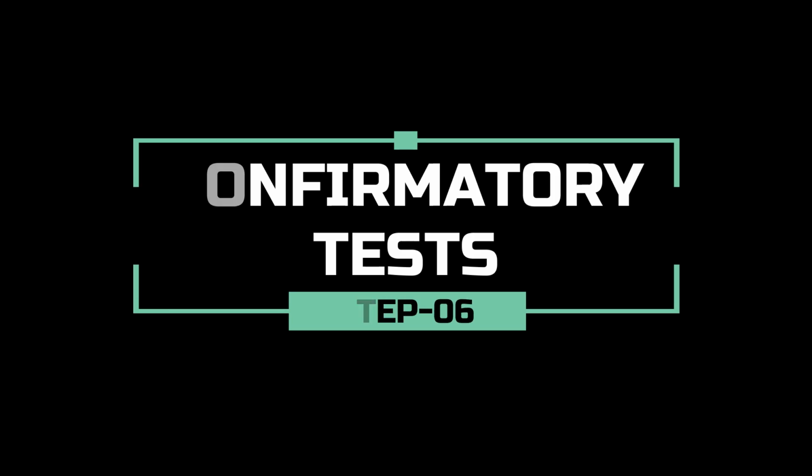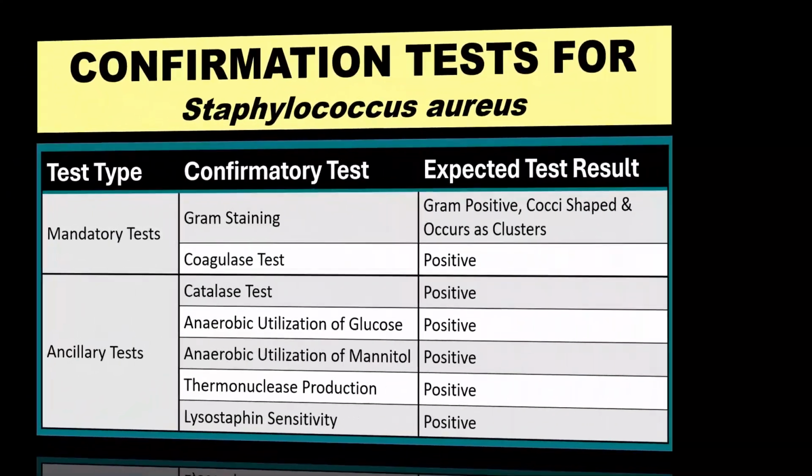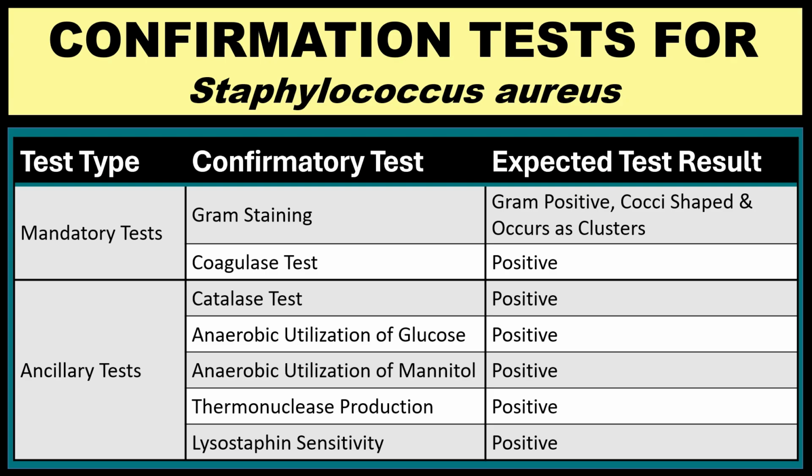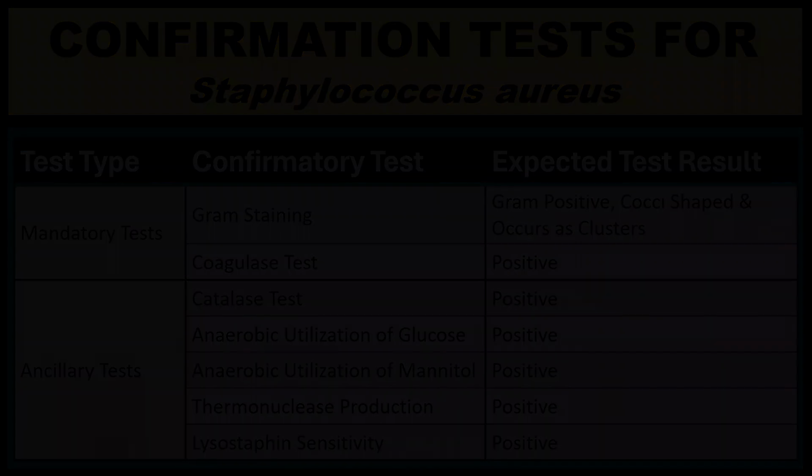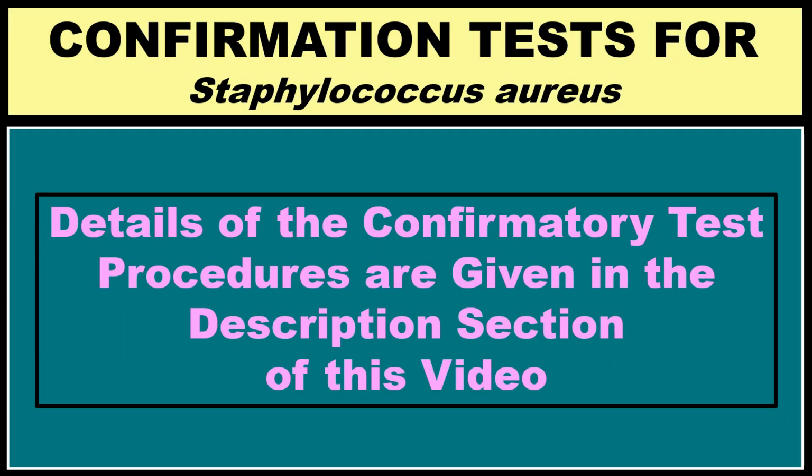Next, the colonies of typical Staphylococcus aureus should be confirmed conducting some confirmatory tests. Two mandatory tests are gram staining and coagulase test. Additional ancillary tests may be conducted to further increase the confidence level about the test results. Video links demonstrating these confirmatory tests will be provided in the description section.